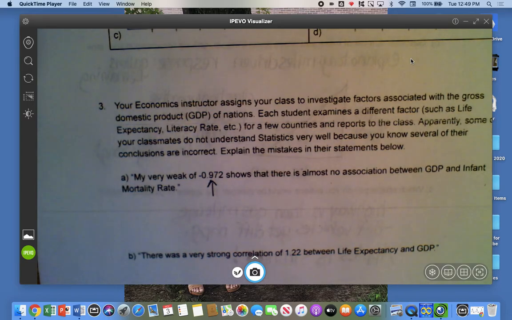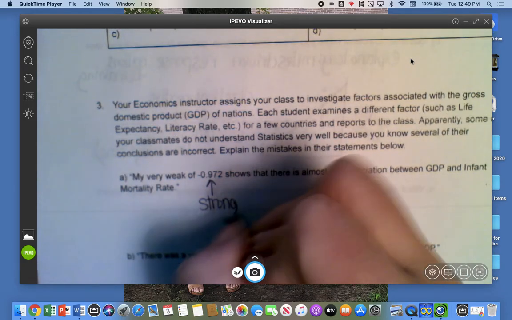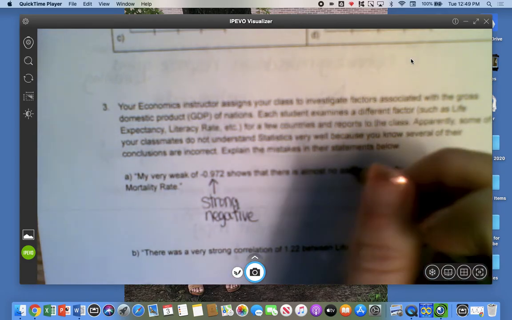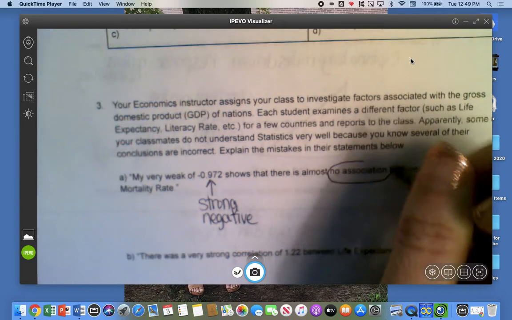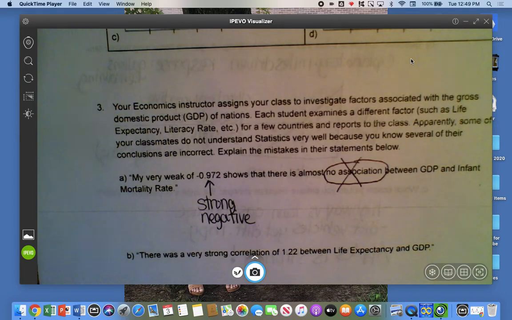All right, so guys, negative 0.972. Is that number strong or weak? This actually represents a strong negative correlation. So this part right here where it says no association, that's the part that's wrong. This one actually means it is a strong negative association.